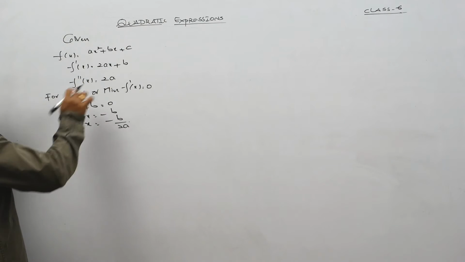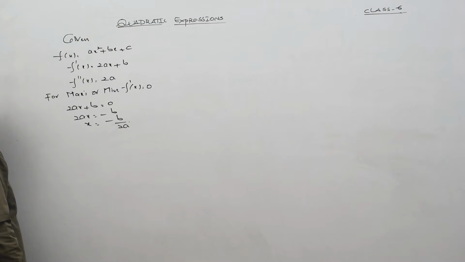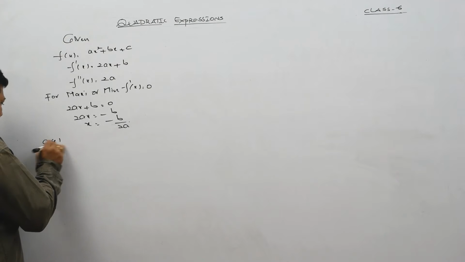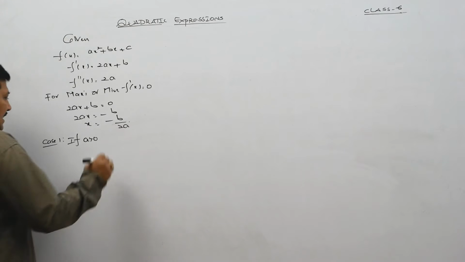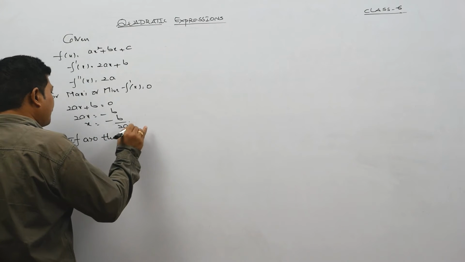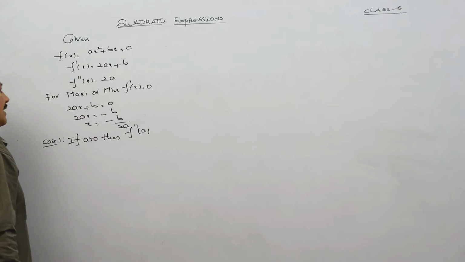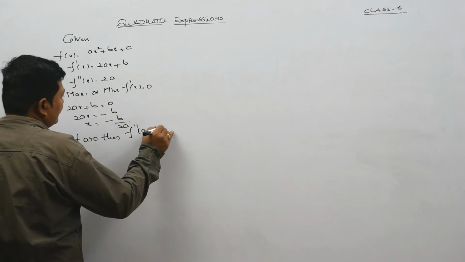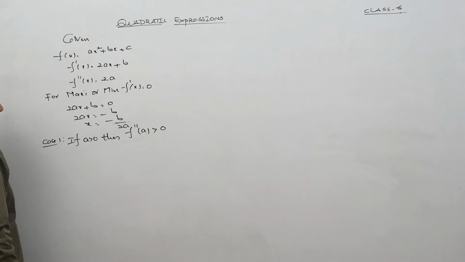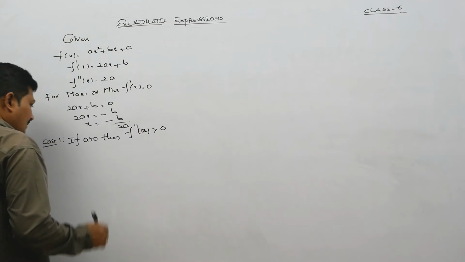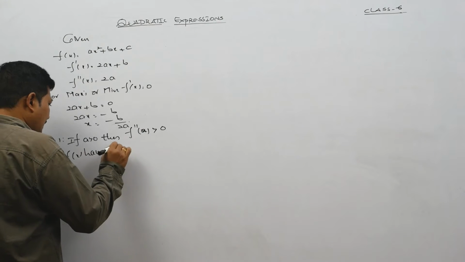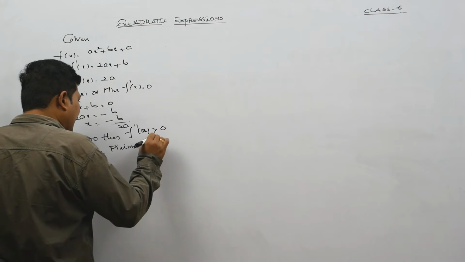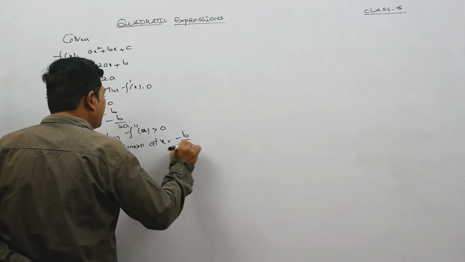F double dash of x is equal to 2a, it is not influenced by any x, so it's a constant. So case 1. If a is greater than 0, suppose the coefficient of x square is positive, then automatically f double dash of x is positive. Now since f double dash of x is positive, f of x has a minimum at x is equal to minus b by 2a.